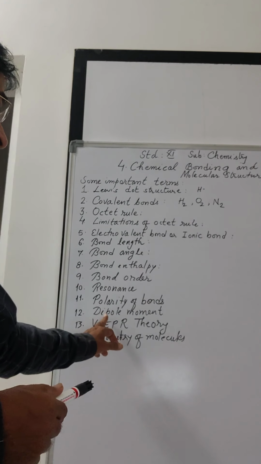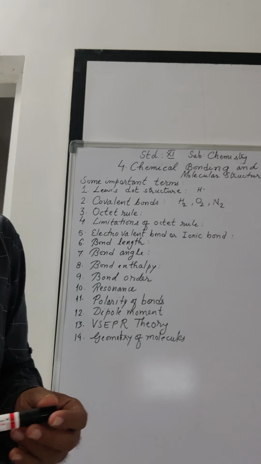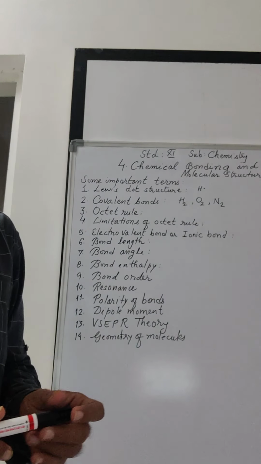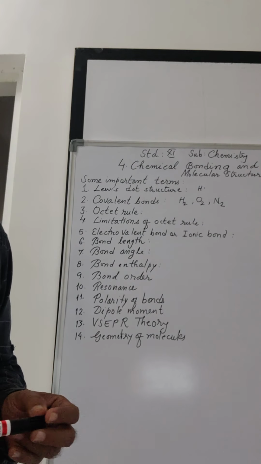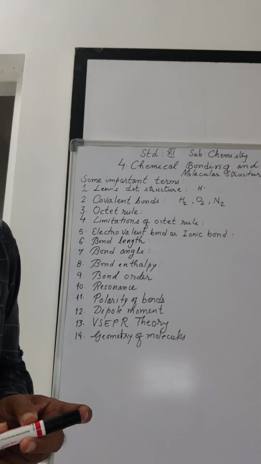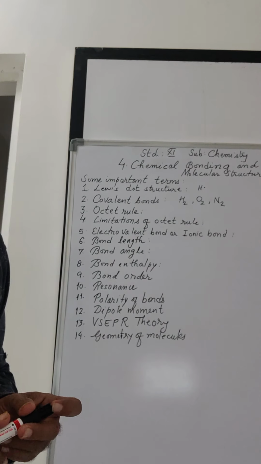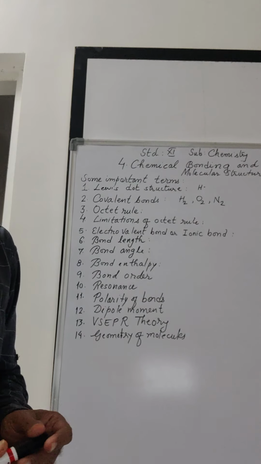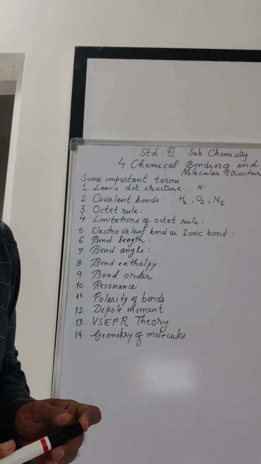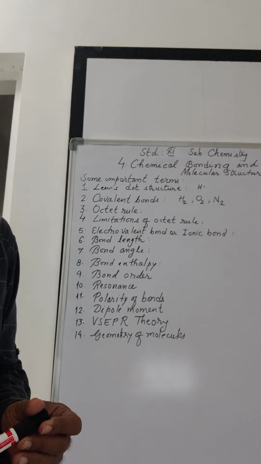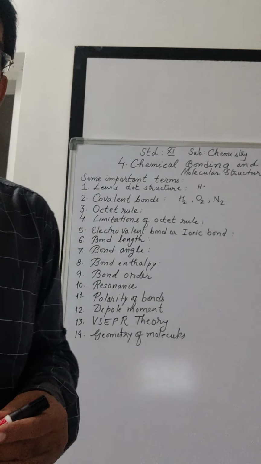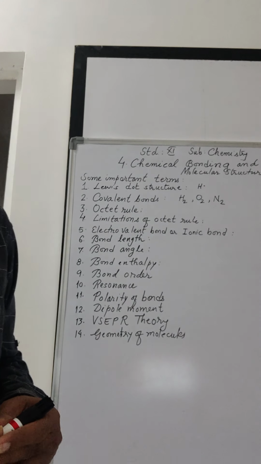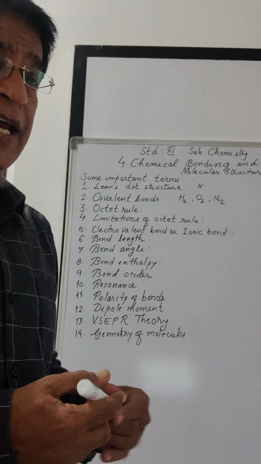Now, dipole moment. As a result of polarization, the molecule possesses a dipole moment, which can be defined as the product of charge and distance between the centers of positive and negative charge. It is usually designated by the Greek letter mu.